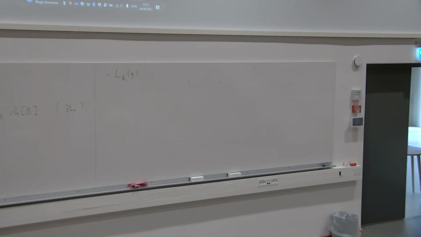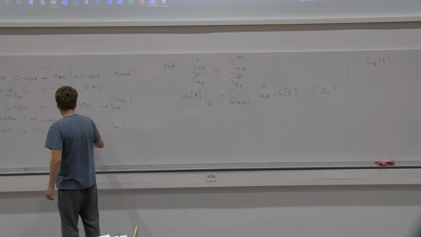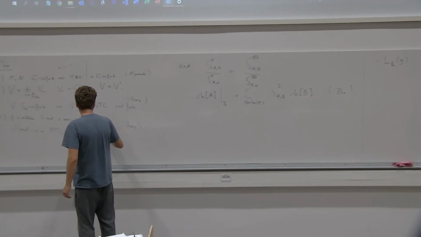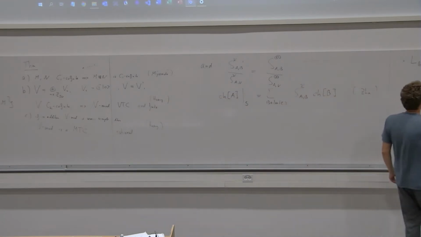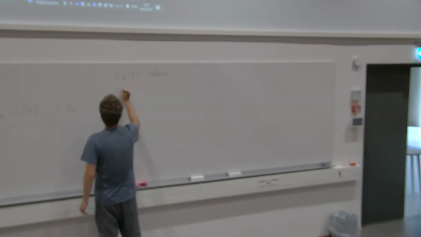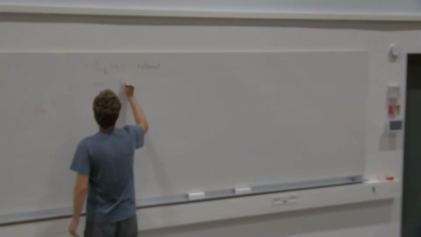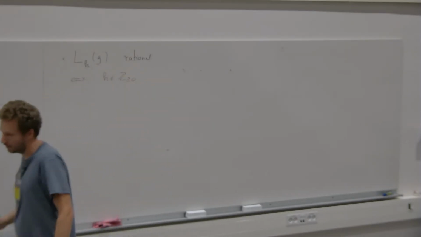So this case here, C, is called rational or strongly rational. And we have the statement that an affine vertex algebra is rational if and only if this level is a non-negative integer.